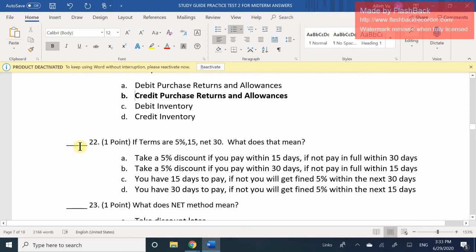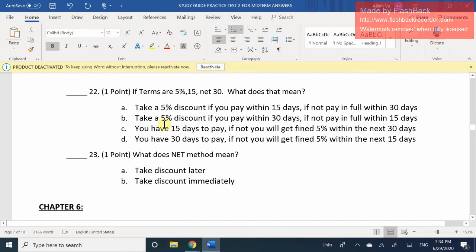So make sure you understand the difference between regular accounts and contra accounts. Make sure you review that. Purchase returns and allowances is meant to decrease your purchase expense. Okay? All right, number 22.